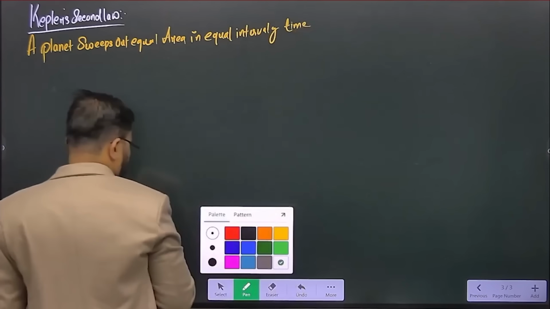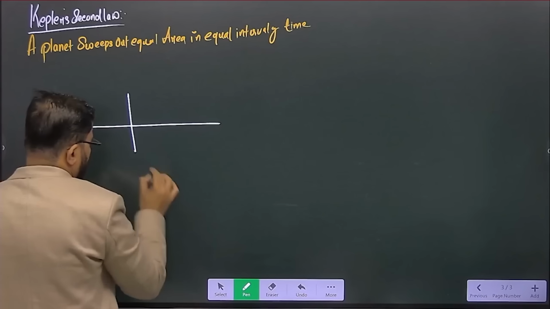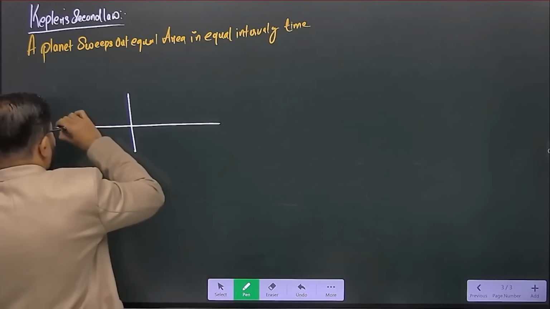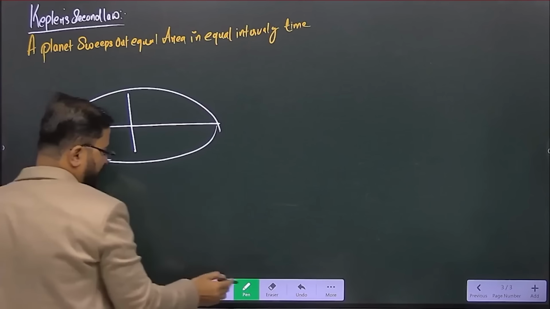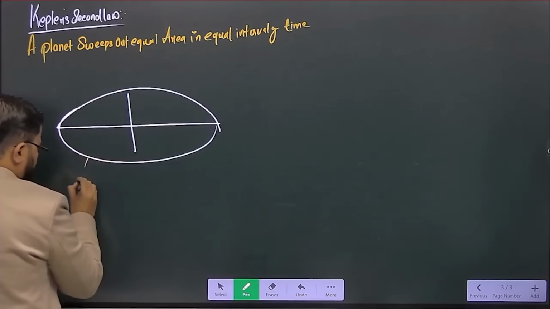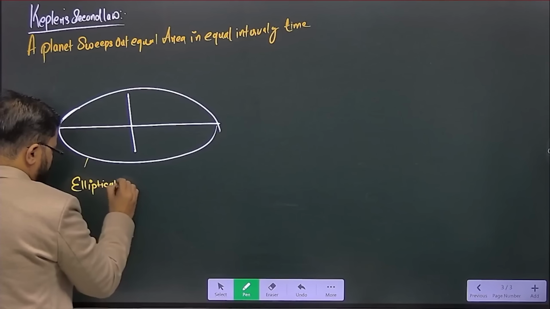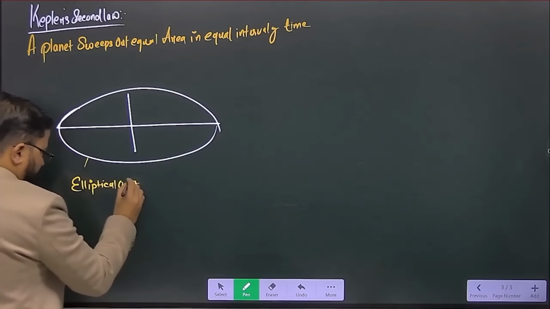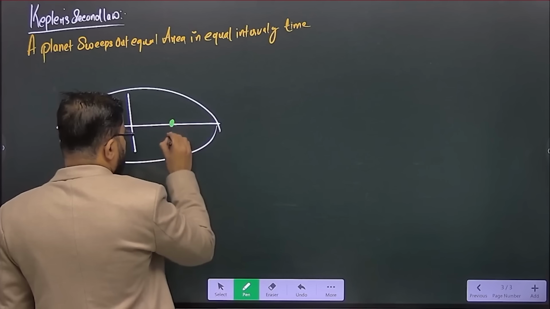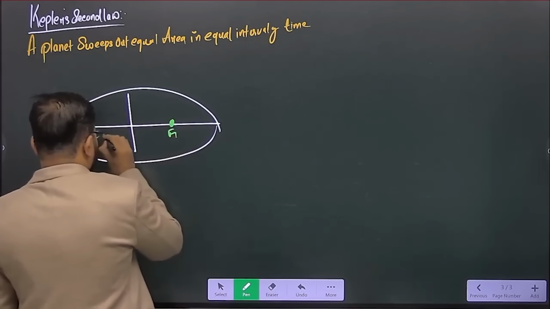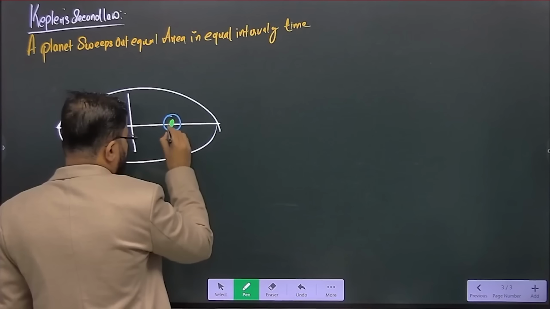Let us see. The concerned orbit is an elliptical orbit. Let us consider a scenario. These are the two foci, F1 and F2. At this particular point, F1, suppose we have the Earth.